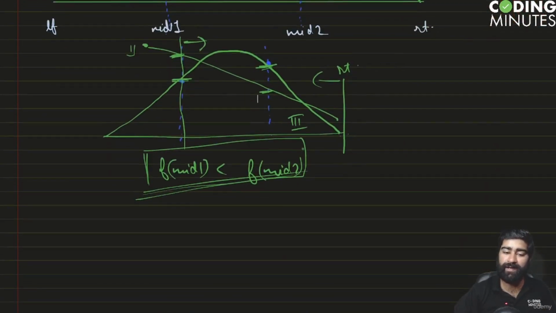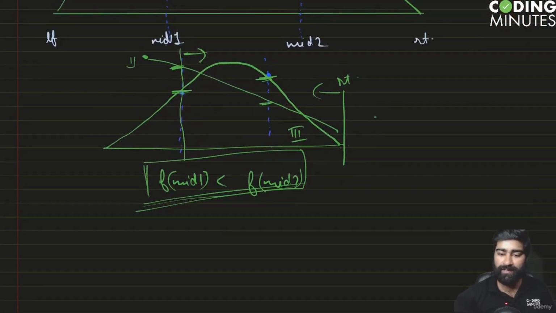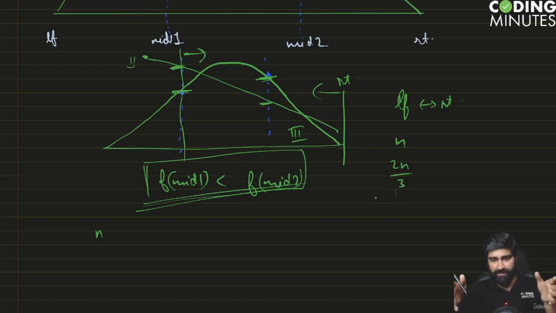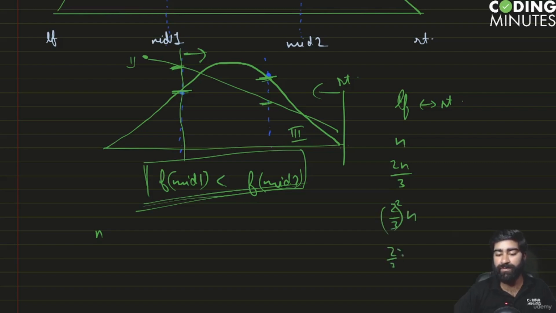Now let's understand what is the total complexity of this. Initially we have a range of length n, left to right. After this, what's happening? The range becomes 2n by 3, right? It's not becoming n by 3 because we are removing 1 by 3 of it. The range is still 2n by 3. Then it again becomes 2 by 3 times 2n by 3, which is (2/3) square by n, right? Again (2/3) cube by n and so on.